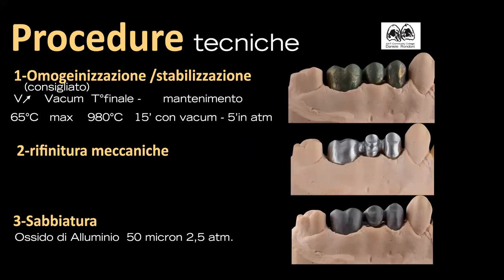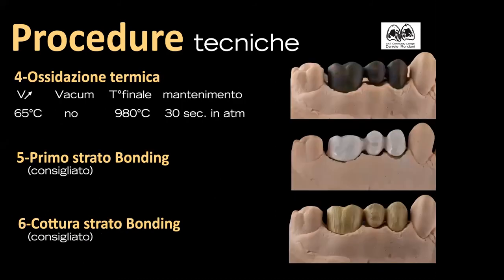It's recommended with mechanical finishing, a vacuum, and maintenance. Then the mechanical finishing. And then I can proceed with sandblasting at aluminium oxide 50 micron, 2.5 atmosphere. Thermal oxidation without vacuum. Mechanical adaptation and finishing. And first bonding layer recommended.